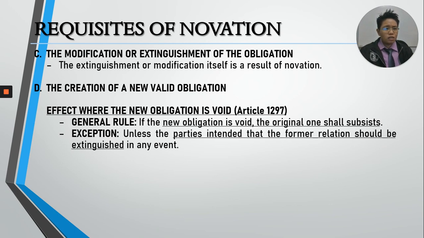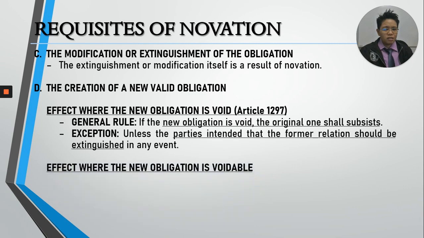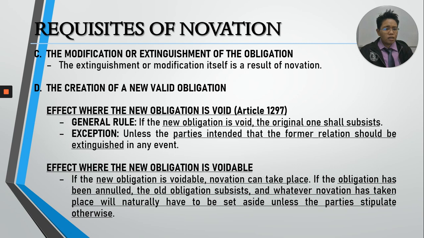So, based on a stipulation ito, na even if the new one is void obligation, yung original will no longer subsist. What if the new obligation is voidable? Remember, novation can take place. Voidable obligation is valid until it is annulled. Now, if the valid obligation has been annulled, we will revert to the general rule. The old obligation will subsist. Yan. So, yun ang tandaan natin sa voidable contract. Unless again, the parties intended that the former relation should be extinguished in any event.